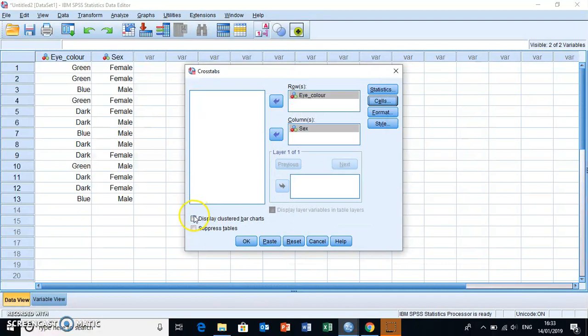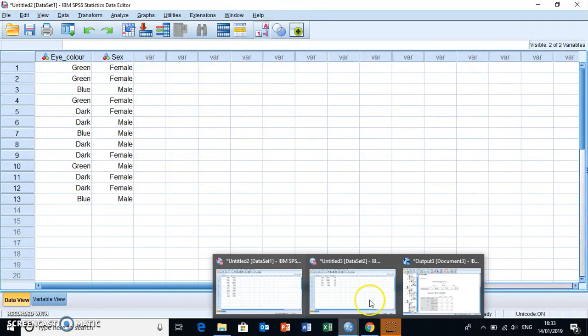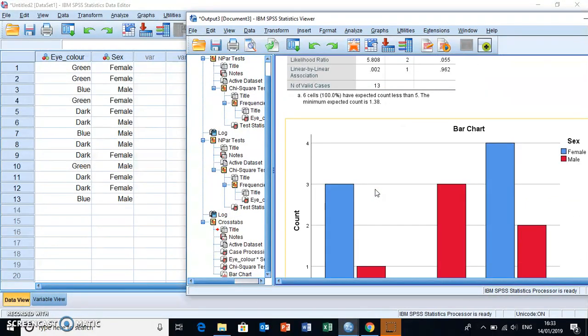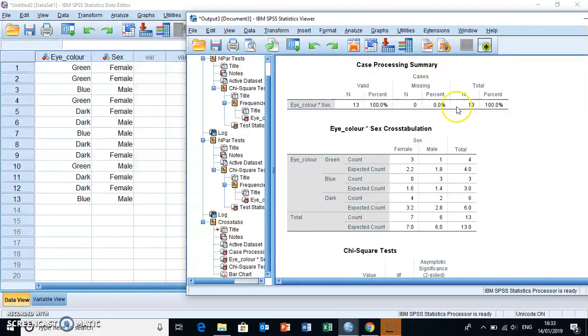And then the other thing we can do is we can get SPSS to throw us out a clustered bar chart straight away as well, because that's just quite good to see and get an overview of the data. So then we just press OK, and in our output table, as always, we get the output of this test. And this is what we have here. Okay, so this is just a quick overview.